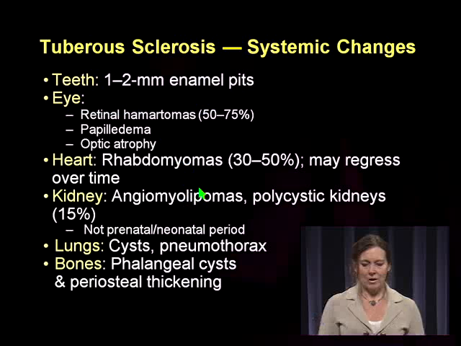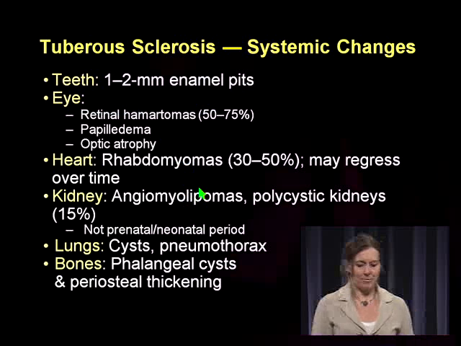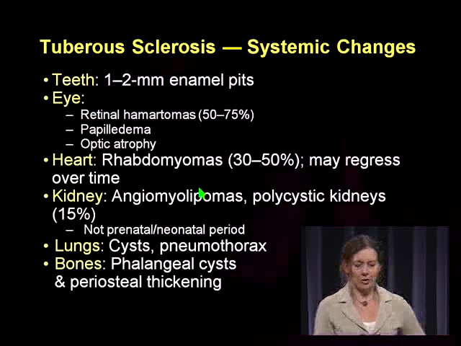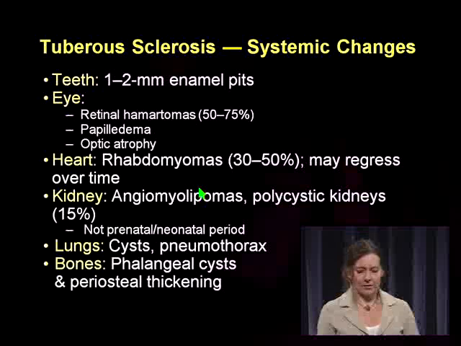Because there are mutations in tumor suppressor genes, it's not unusual that you would see formation of tumors similar to what we see in NF. There are a variety of different sorts of tumors that can be seen in tuberous sclerosis that you've probably reviewed with the geneticist. For the eye lesions, you can see retinal hamartomas. Other eye abnormalities include papilledema or optic atrophy.